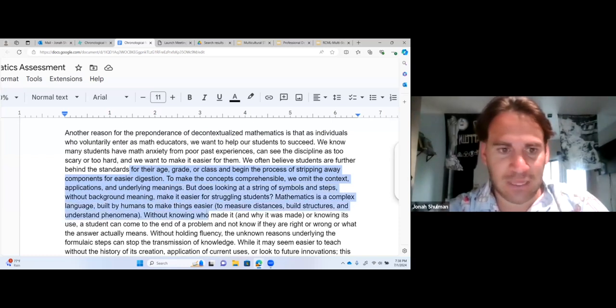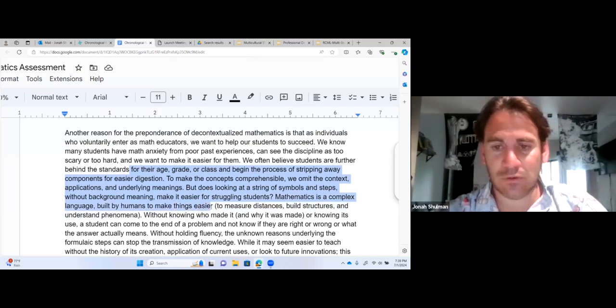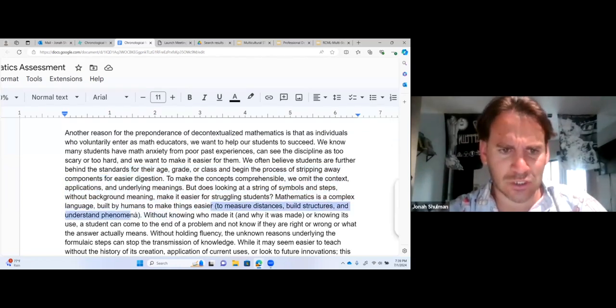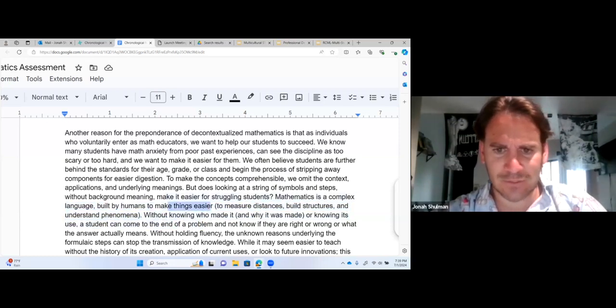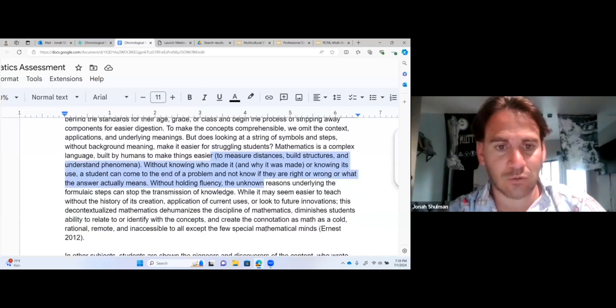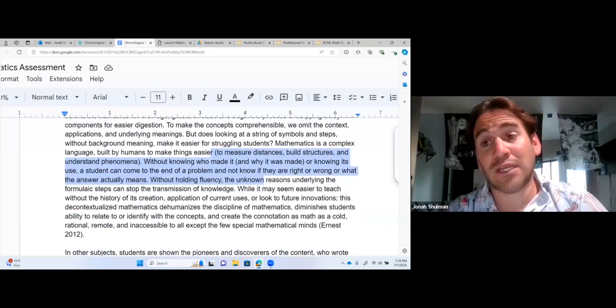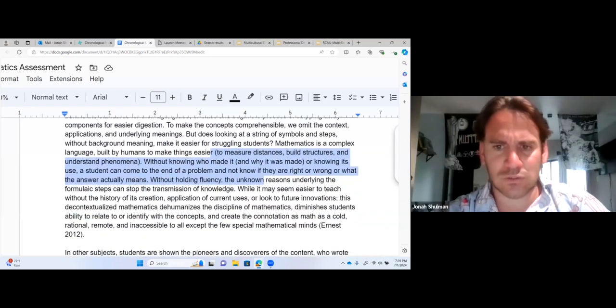I don't know. Mathematics is a complex language built by humans to make things easier to understand, whether it's to measure distances or build structures or understand phenomena. So without knowing who made it, why it was made, or knowing its use, the student can come to the end of the problem and not know if they're right or wrong or what the answer actually means. So I think estimation is so important for students.